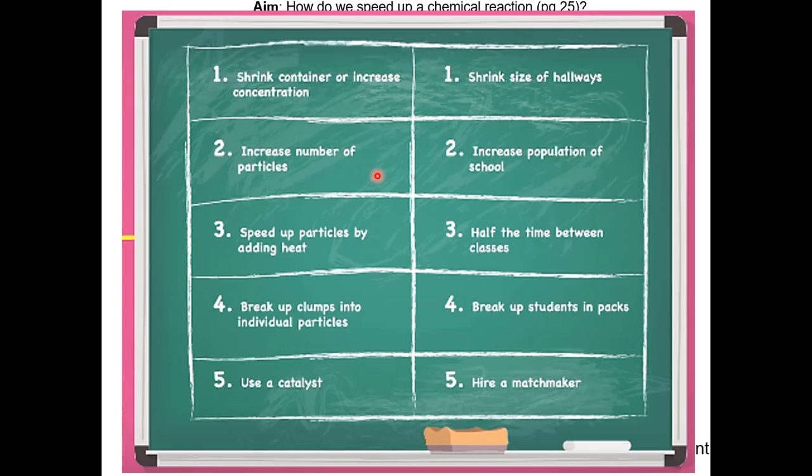This is the summary table from the TED video you watched earlier that summarizes the 5 ways of speeding up a chemical reaction. This concludes the video lesson.